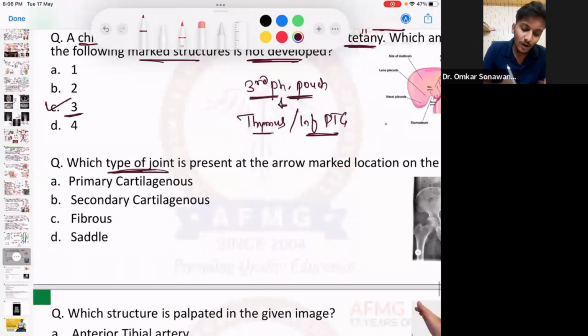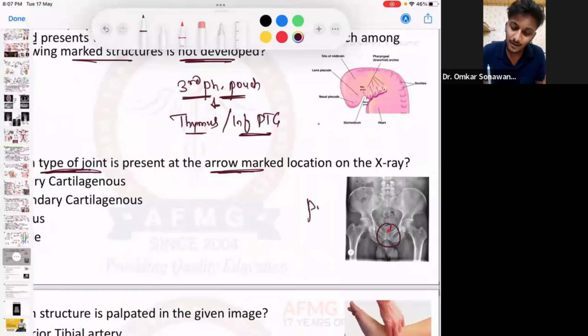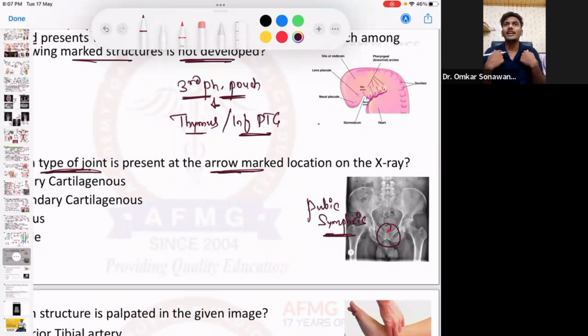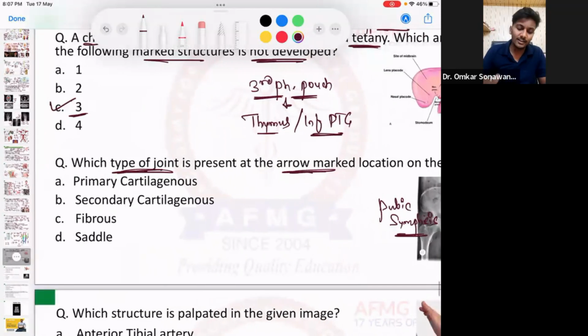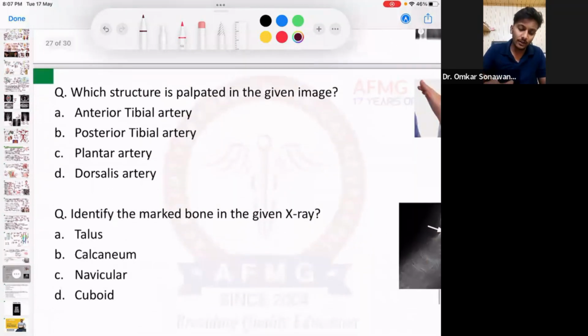Which type of joint is present at the arrow marked on the location below? So this is the pubic symphysis, and as we know, a primary cartilaginous joint is called synchondrosis, like the first sternoclavicular joint or the epiphyseal diaphyseal joint, whereas a secondary cartilaginous joint is called symphysis. So this is the secondary cartilaginous joint. Very good.